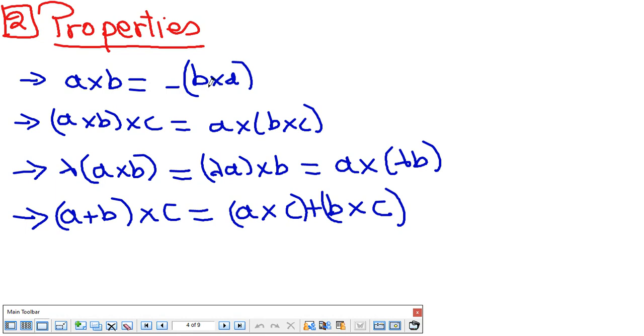A dot B is equal to B dot A, but in the vector product, no. If A and B have the same direction, the angle is 0, but when they have different signs, the angle is 180. So it's not the same thing. A vector B is minus B vector A. A vector B vector C is the same as A vector B vector C. Lambda, if lambda belongs to R, a real number, has a distributing property for the numbers. And A plus B vector C is A vector C plus B vector C.